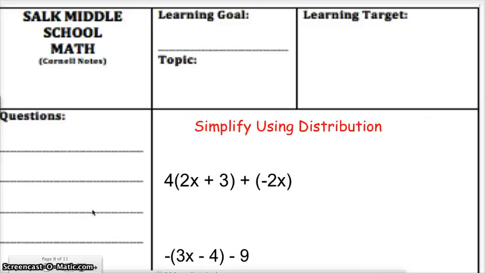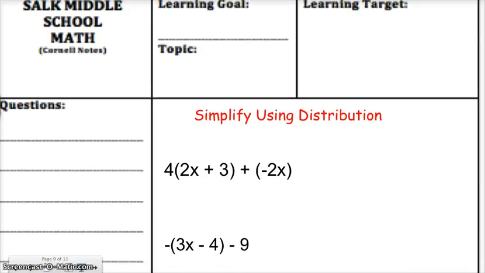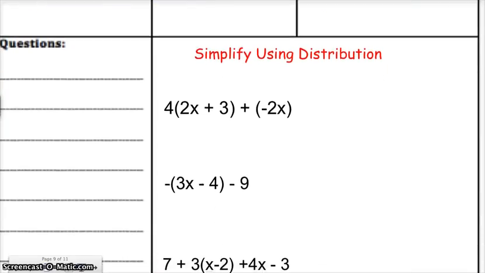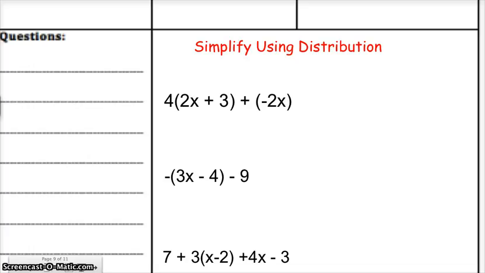Okay, we're going to simplify using distribution. Simplify expressions using distribution. Distribute first. That's all that's different. Distribute, then combine like terms. First distribute, second combine like terms. Distribution is always the most important thing in the whole entire world to do. Okay? So I'm going to distribute first.